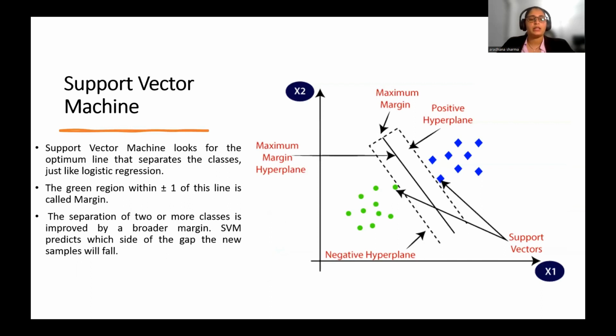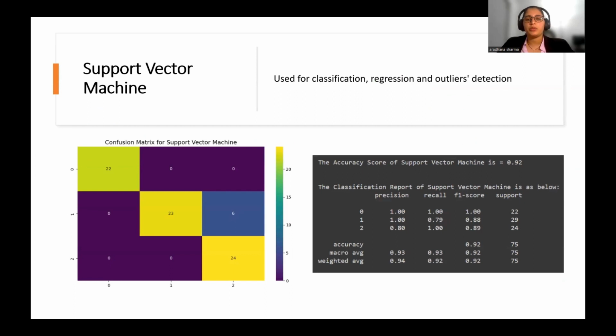Support vector machine. Support vector machine looks for the optimum line that separates the classes, just like logistic regression. The green region within plus minus 1 of this line is called margin. The separation of 2 or more classes is improved by broader margin. The support vector machine predicts which side of the gap the new sample will fall. Support vector machine can be used for classification, regression, and outlier detection.